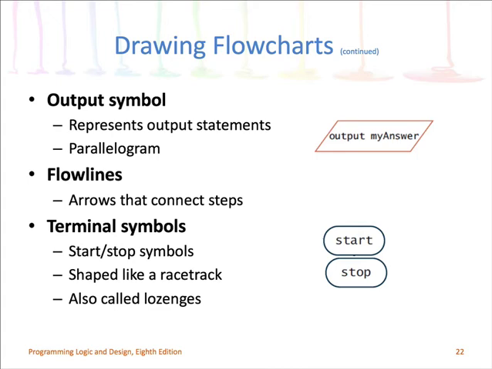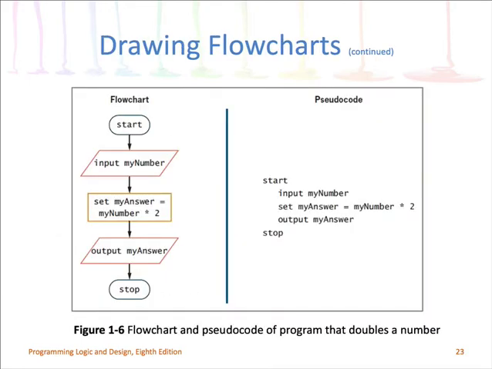And then, as I mentioned earlier, you have terminal values, which are start and stop for the time being. We'll see how that happens with modules when we get to modules. Here's a very simple flowchart that matches up with the pseudocode we saw a moment ago. The program starts, it gets a value from the user, it multiplies that value by 2 and stores it in a variable called my answer, and then my answer is outputted to the user, and then the stop indicates that your program is done executing.